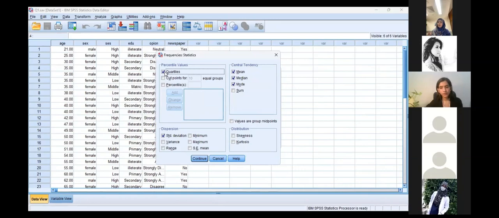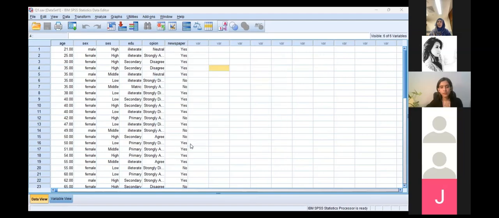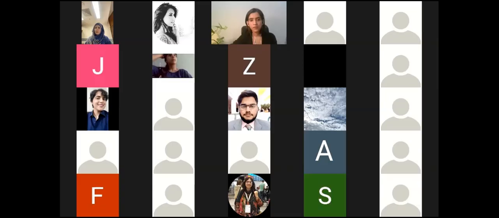That is, your observations that are lying between the 25th percentile and the 75th percentile. Because what is your median? The median is the data lying at the 50th percentile, right? So it's the middle value. And anything between the 25th percentile and the 75th percentile is the interquartile range, right? So here's the minimum, maximum. You can check on whatever options you want to. And then you do continue, okay. And over here, I'll share with you the output.